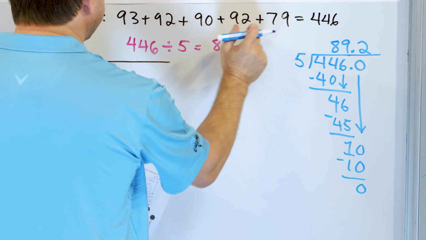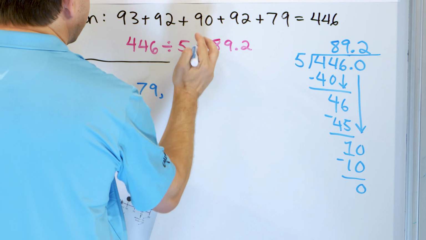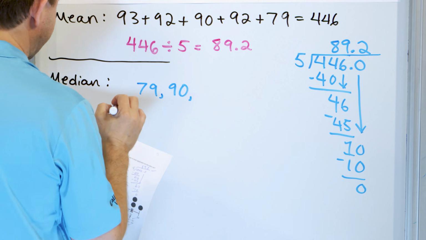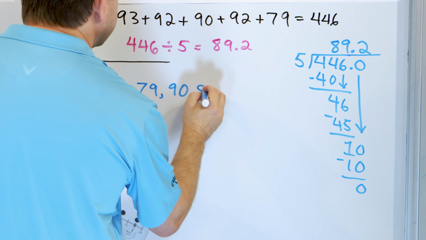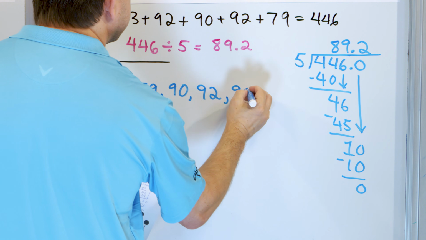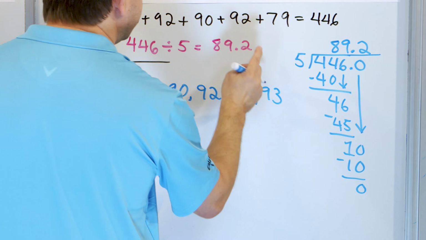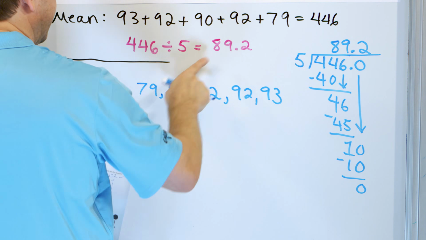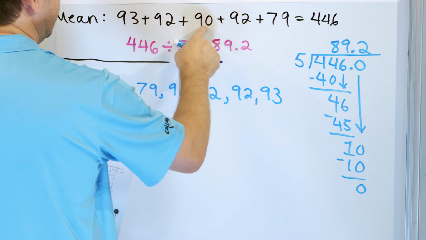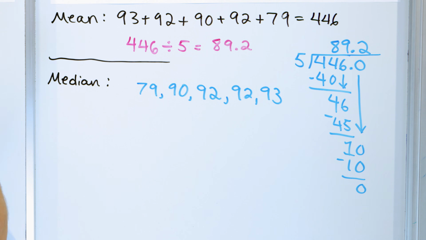The smallest number here in our list is 79. And after that, the next largest was 90. And after that, the next largest was 92. But we had two 92s, so we'll have 2 of those, right? And then finally we have 93. All I did was arrange it from least to greatest, the smallest being 79, then 90, then 92, then 92, and then 93. So what is the median of this data?